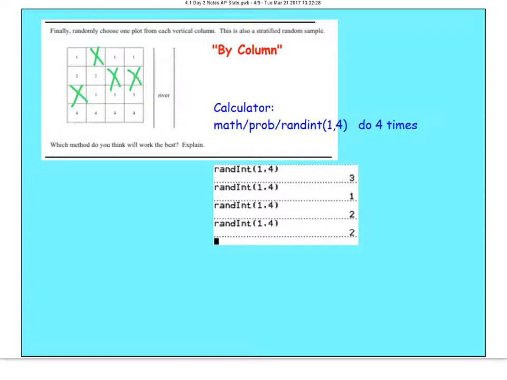Now the question is, which method do you think is the best method to use? Should we do a simple random sample? Should we stratify by row, or should we stratify by column? If you think about it, we do have something that's kind of in the way.